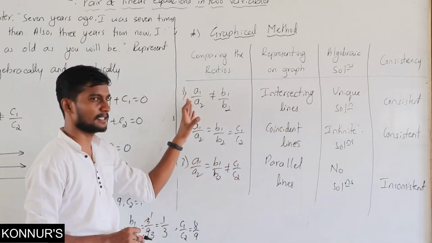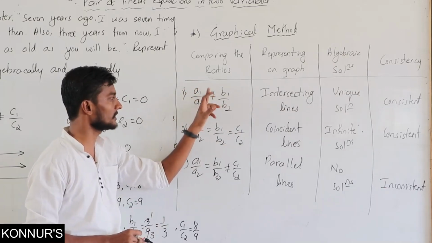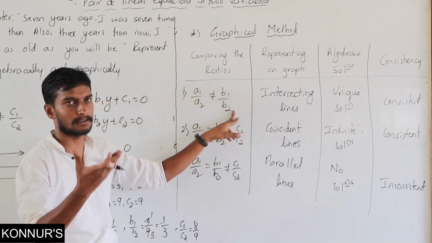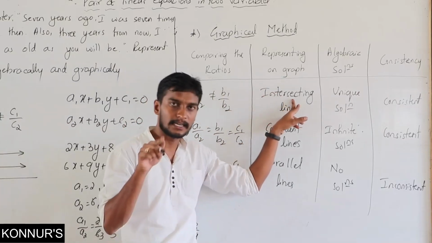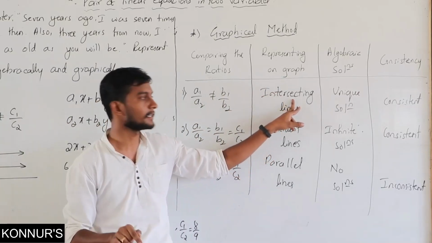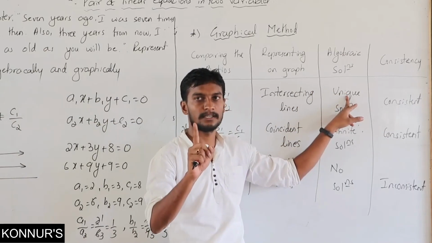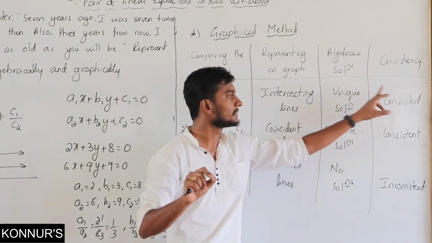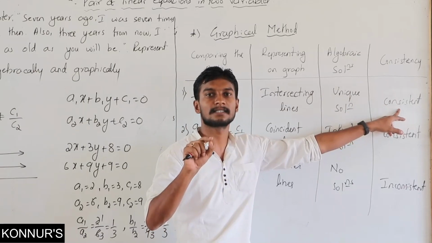So here, the first condition is what? A1 by A2 is not equal to B1 by B2. If the ratios are not equal, then the two lines are intersecting. If the two lines are intersecting, then it has a unique solution. If it has a unique solution, then the linear equations are a consistent pair.